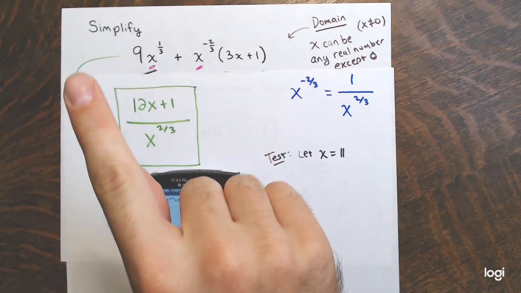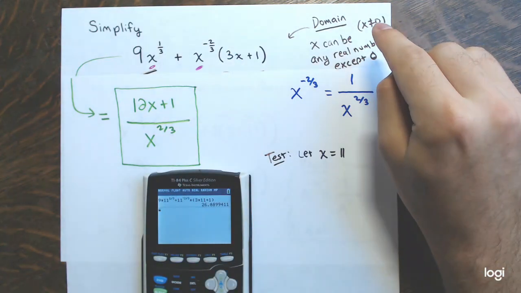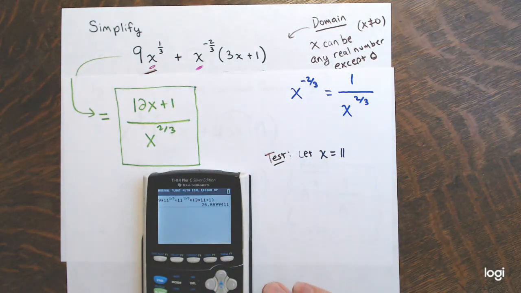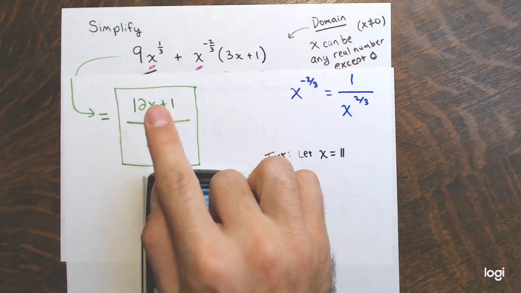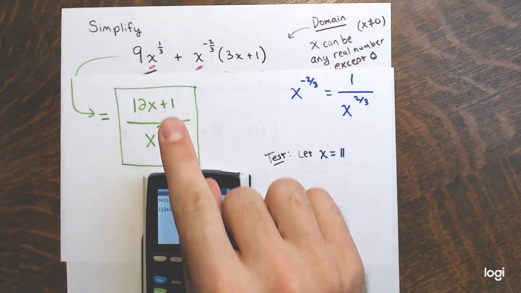Now, if these truly are equal, like I'm saying, they should be equal for every value in the domain, right? No matter what I plug in for x. So I'll plug in 11 down here. I'm going to put parentheses around this because all these terms are in the numerator. So in parentheses, I have 12 times x, but I'm saying x is 11, plus 1. Close parentheses, that's the numerator.